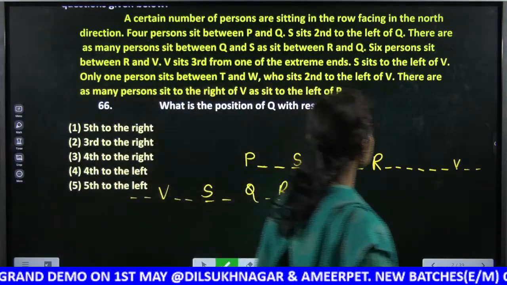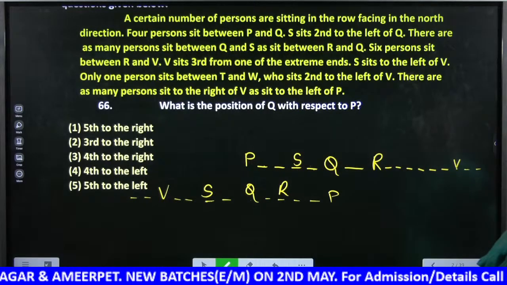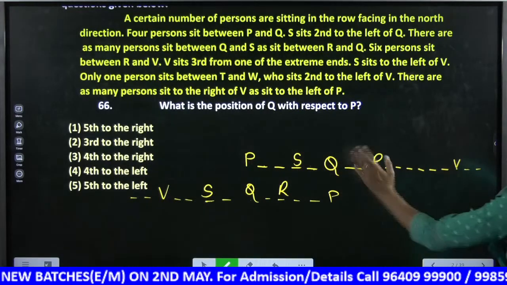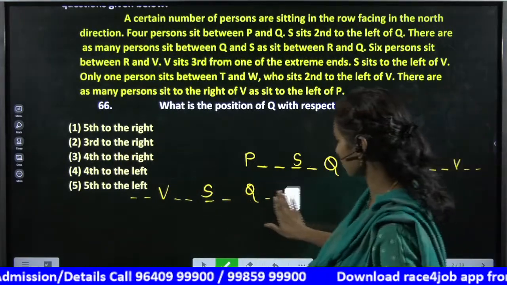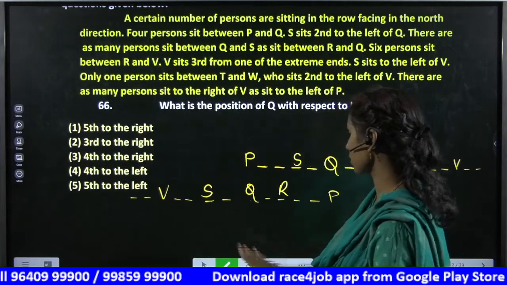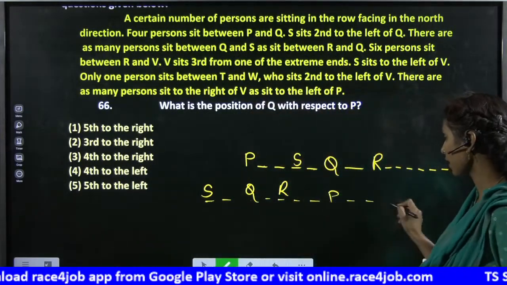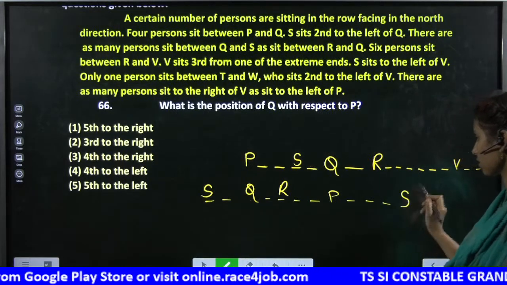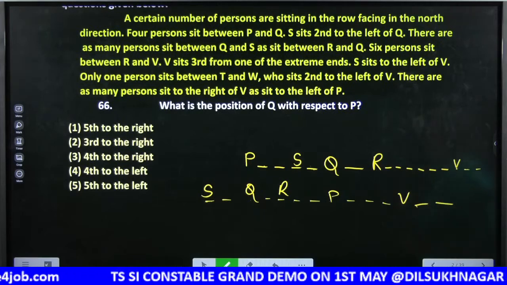We will see, there is one more sentence. S sits to the left of V. S sits left of V. On V's left side is S. Here, on S's left side is V. So this is a false assumption. Why should we think it is a false assumption? We can place it like this: R, 1, 2, 3, 4, 5, 6. S is here, V is here, and 2 persons. Right? 2 possibilities.